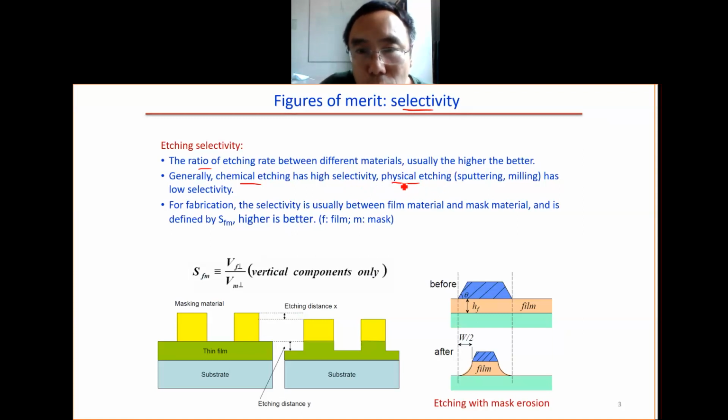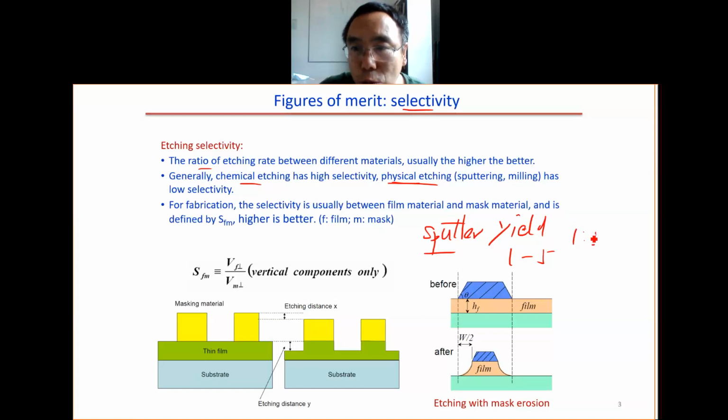So what determines the selectivity for the physical etching? Well, this is determined by the sputter yield. The material that has higher sputter yield will be etched way faster than the material with a smaller sputter yield. Normally the sputter yield is 1 to 5. So the selectivity between different materials is up to 1 to 5.